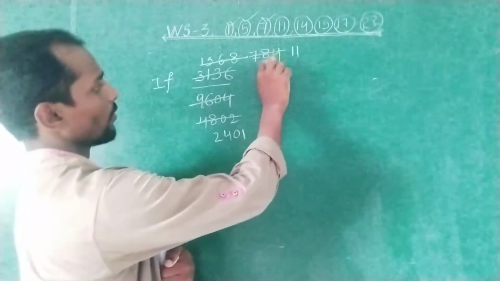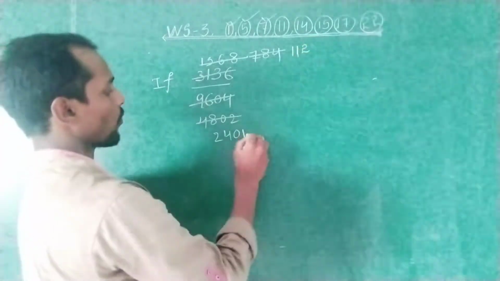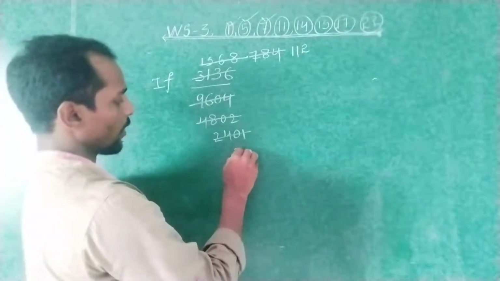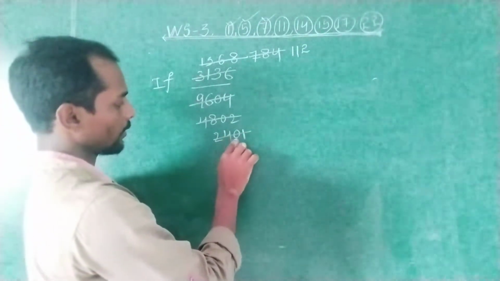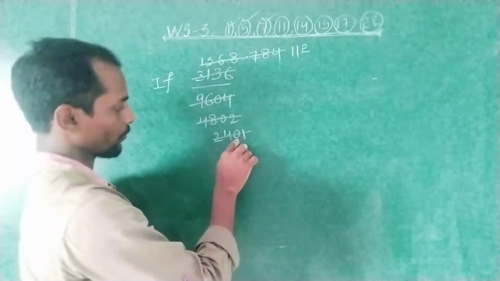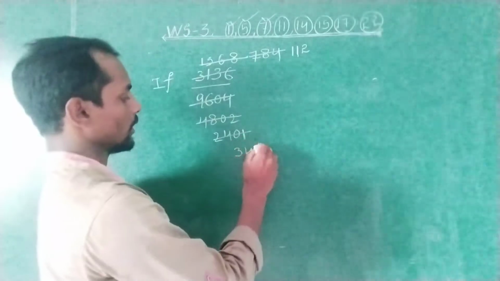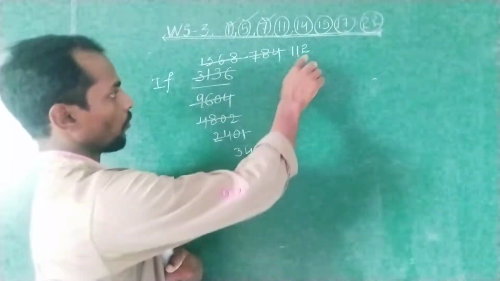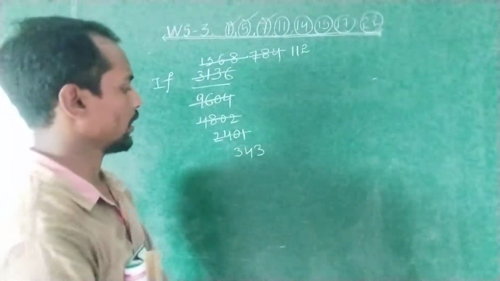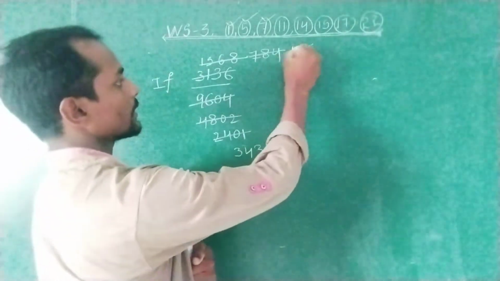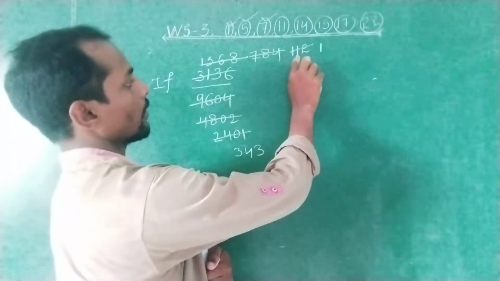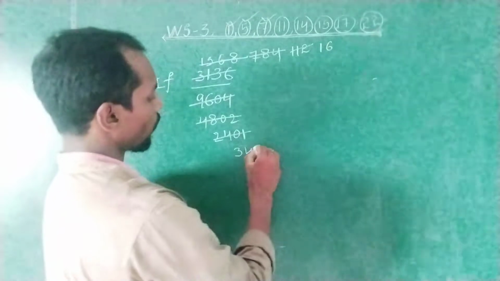Again, 7 ones are 7, 7 twos are 14, 7 threes are 21, 30. Now 7 fours are 28, 7 threes are 21, and 343. Again, 7 ones are 7, 42. 7 sixes are 42.